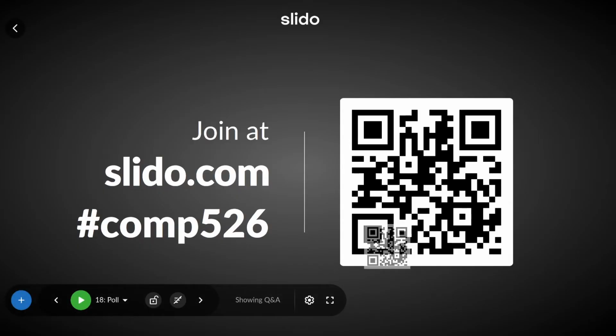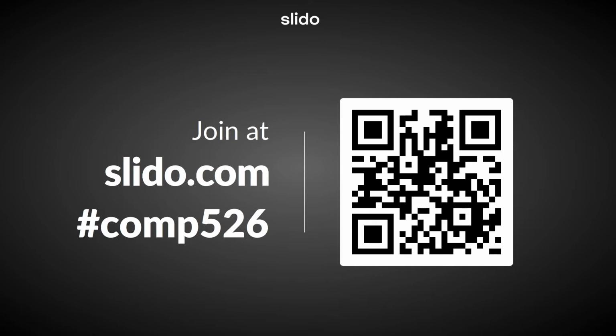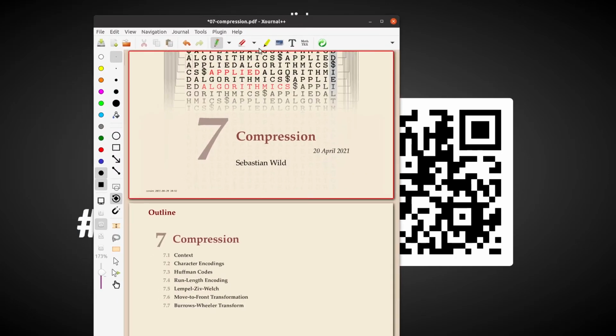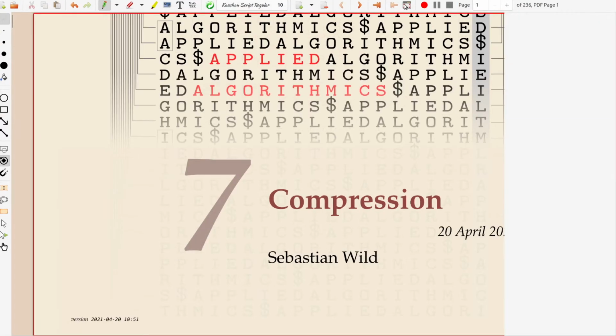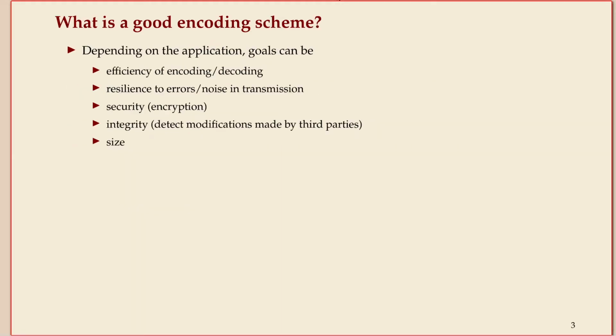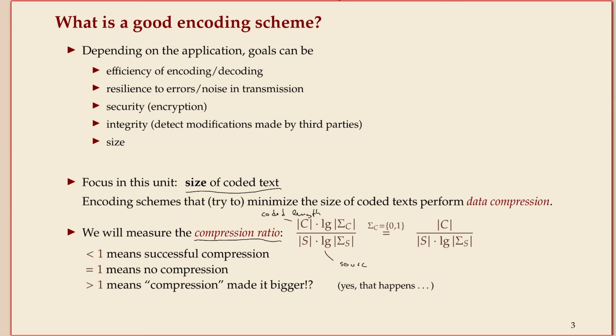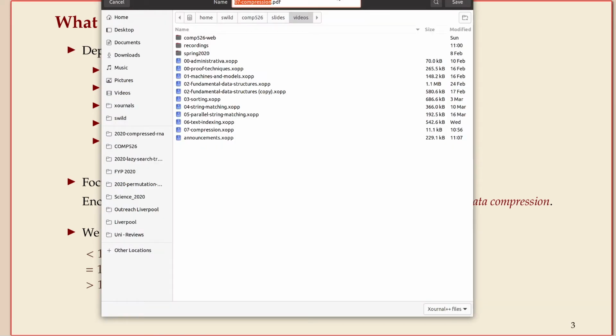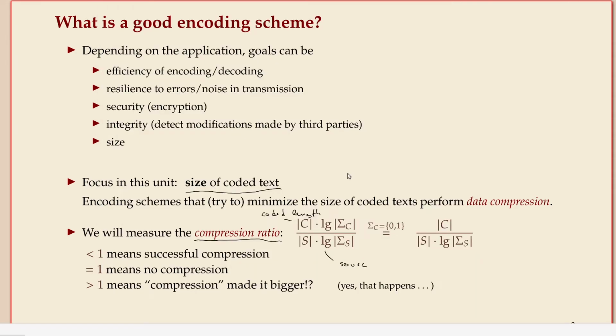Oh, it crashed again. That is annoying. I don't know what the problem is today with this. So almost there again. Okay, we're back.